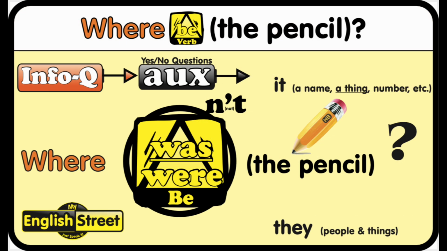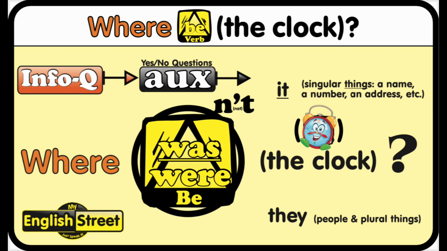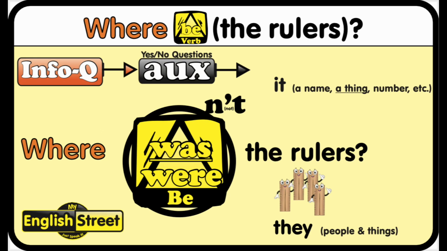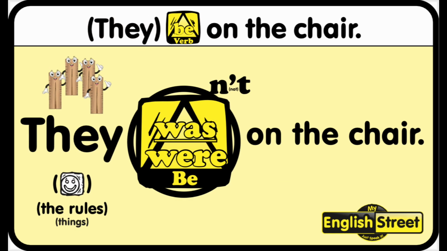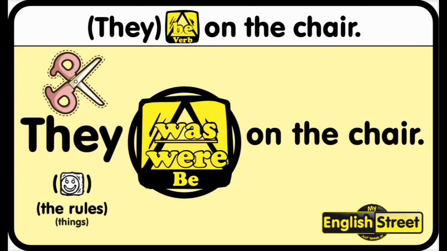Where was the pencil? It was on the desk. Where was the clock? It was on the wall. Where were the rulers? They were on the chair. Where were the scissors? They were on the chair.